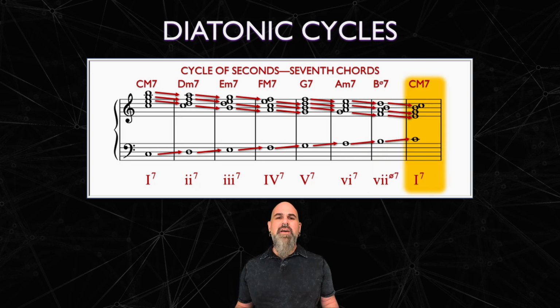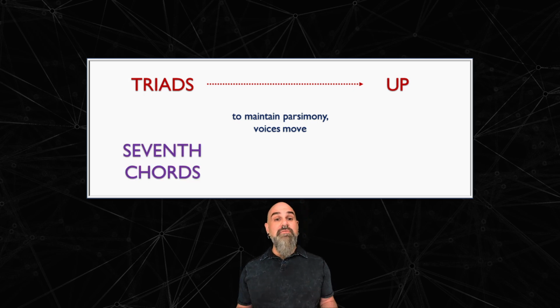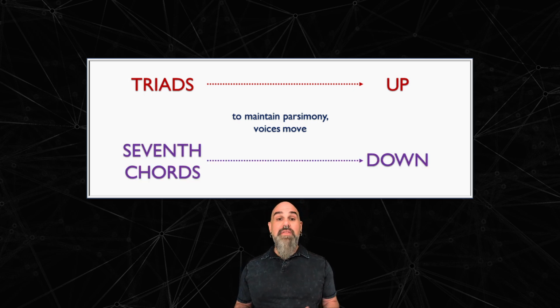Isn't this fascinating? For triads, the voices move up to maintain parsimony. For 7th chords, they move down. This creates a beautiful balance. The surface level melodic motion is reversed, while the underlying forward flow of the chords remains the same. It's one of the elegant symmetries of tonal music.